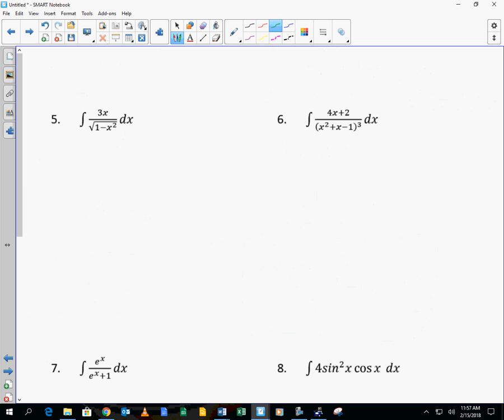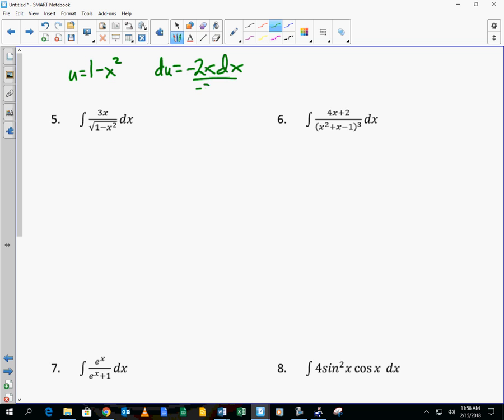Number 5 is a little bit tricky, but the rest are pretty clear cut. Anybody want to guess what u is here? 1 minus x squared. What is du? -2x. I don't have a -2x dx. I have a 3x dx. How do I make a 3 there instead of -2?